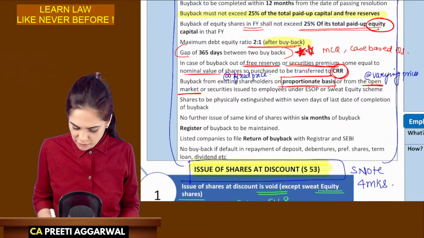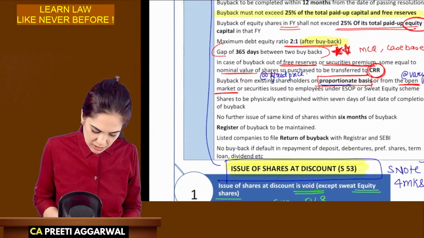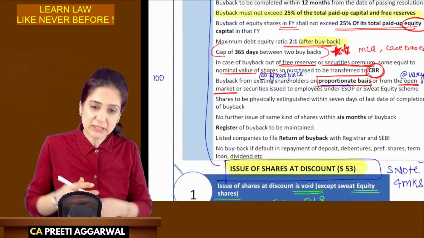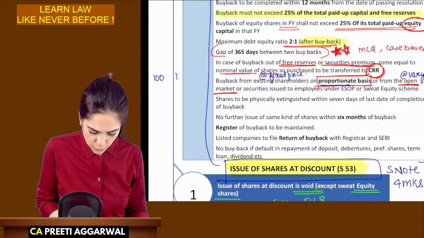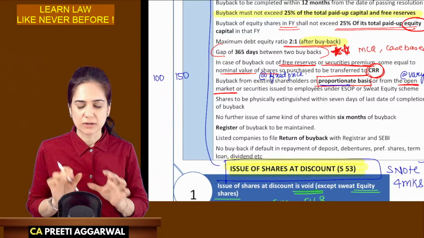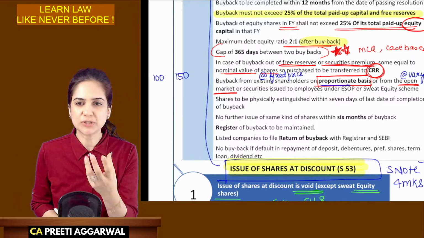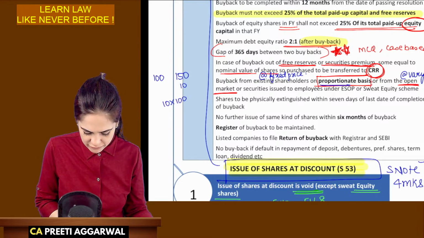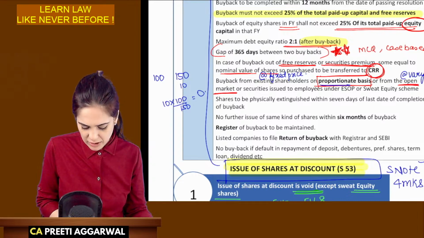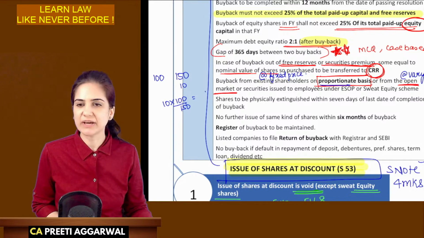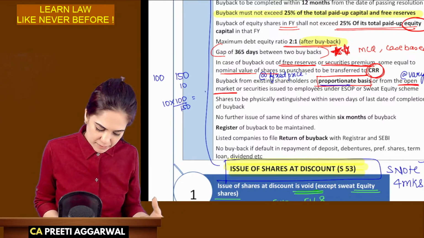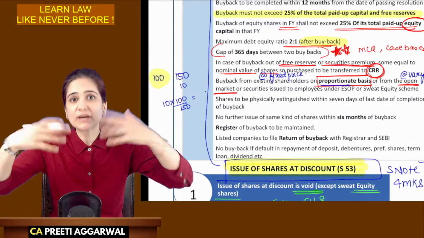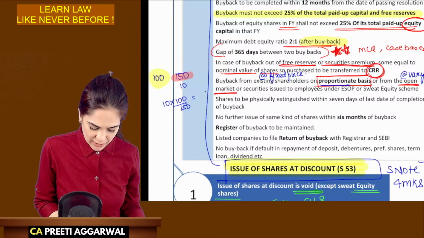Now, what is the meaning of proportionate basis? The company wants to buy back 100 equity shares, but the people have offered 150 in total. So I go and ask individual shareholders, how much have you offered? Is it 10? Okay. So 10 into 100 out of 150. This is how much we can buy back. So proportionate means that I wanted to buy back 100, but people have offered more than what I wanted to buy back. So I cannot buy back all.